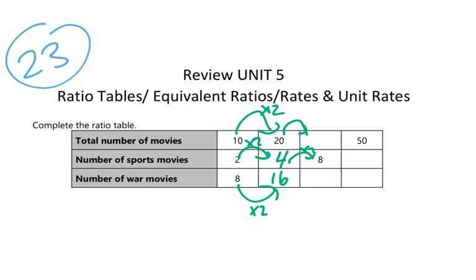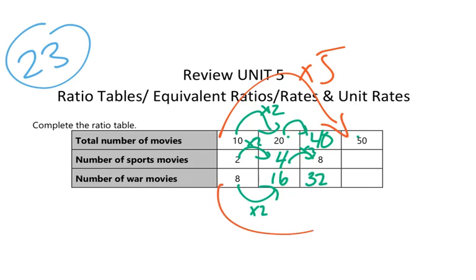20 times 2 is 40. 16 times 2 is 32. I can't get directly from 40 to 50 or from 20 to 50, so I'm going all the way back. 10 times 5 is 50. 8 times 5 is 40. 2 times 5 is 10.